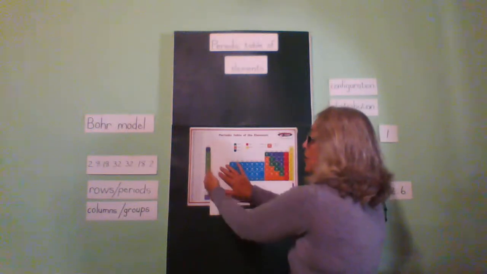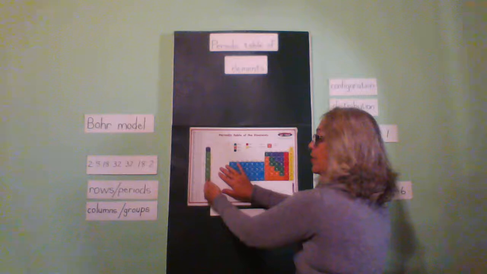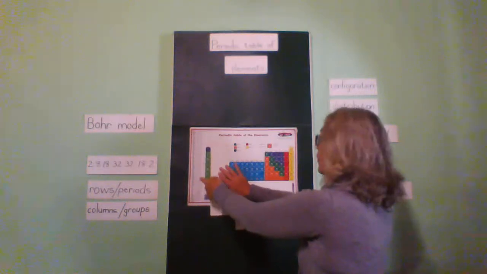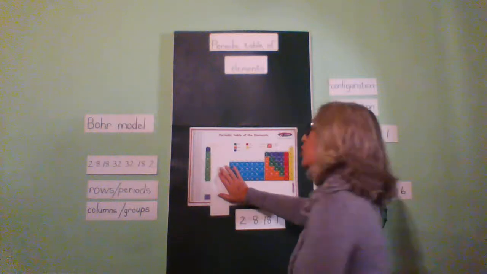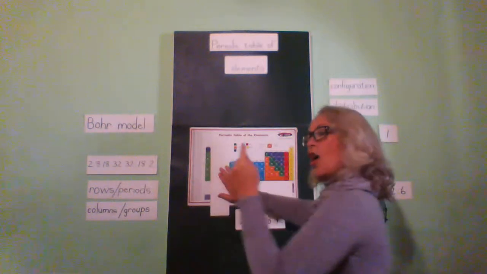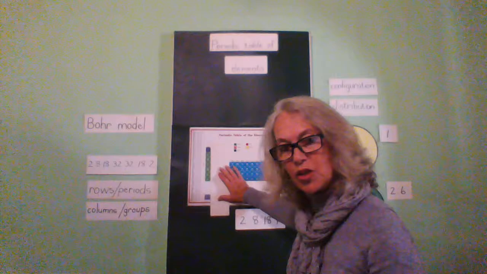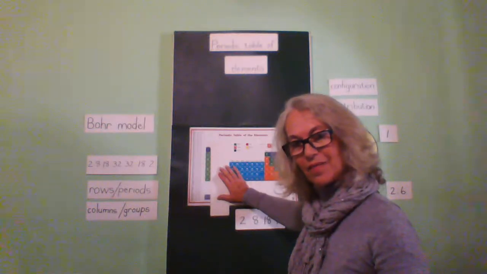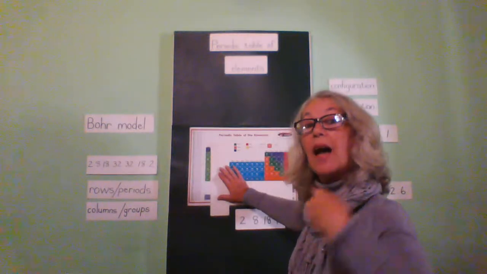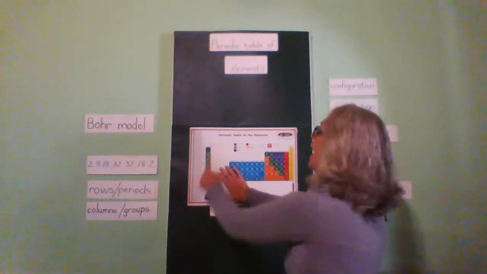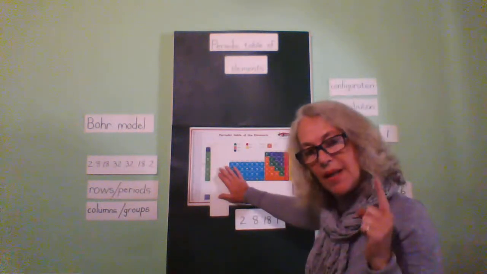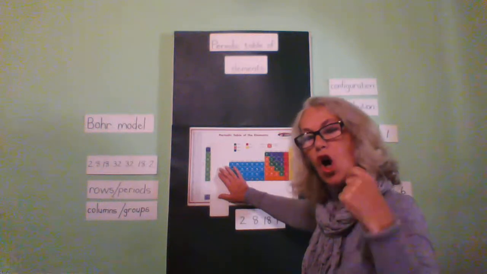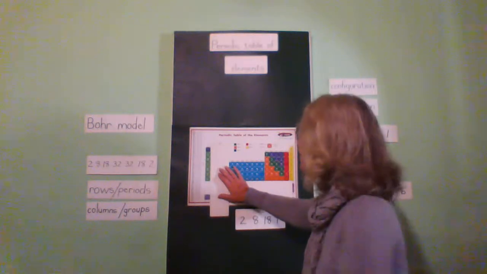If you go down the list, you will see that this element at the bottom here, because it's in row 7, will have 7 energy levels. But it will have the same amount of electrons on energy level 7, because energy level 7 will be its outer energy level. And it will be 1. So there will be one electron on its last energy level.